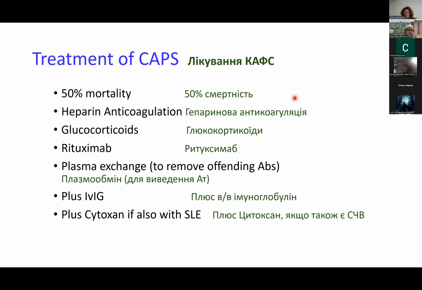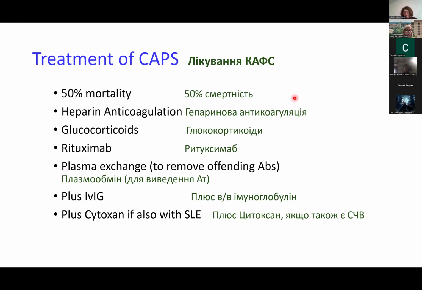We can give IVIG. IVIG is one of these strange treatments, it's basically intravenous immunoglobulin from a bunch of blood donors, and it's still kind of magical how it happens to work, but somehow by flooding the body with all these extra immunoglobulins, it is actually anti-inflammatory and it can help with CAPS. So we do that. And then you can also give them rituximab.